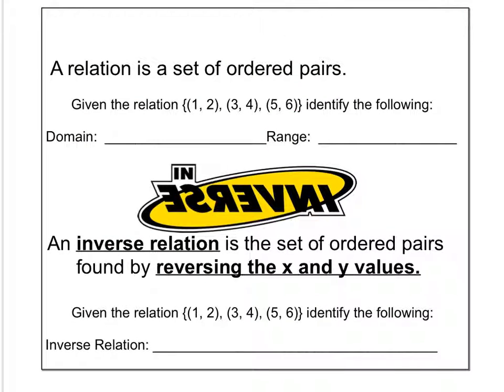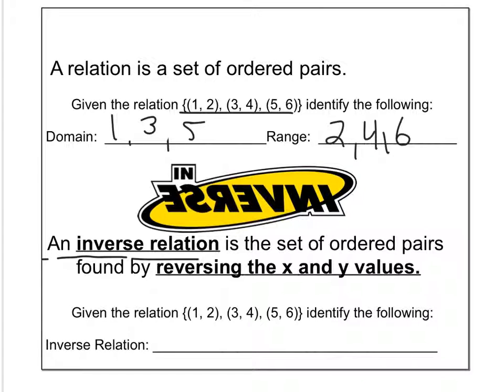So let's talk a little bit about a relation. A relation is nothing more than a set of ordered pairs. So your domain is going to be all your x values, 1, 3 and 5. Then your range is going to be 2, 4, and 6.